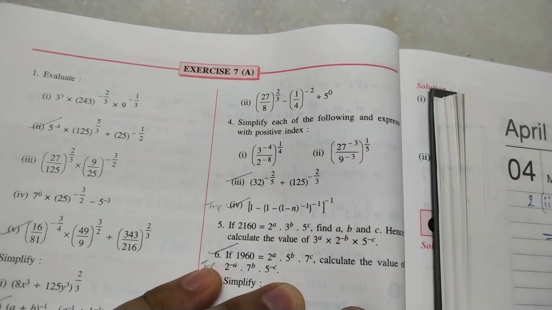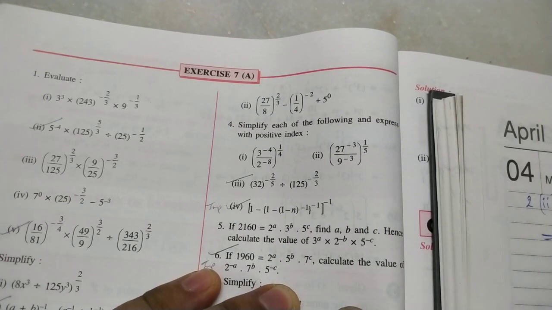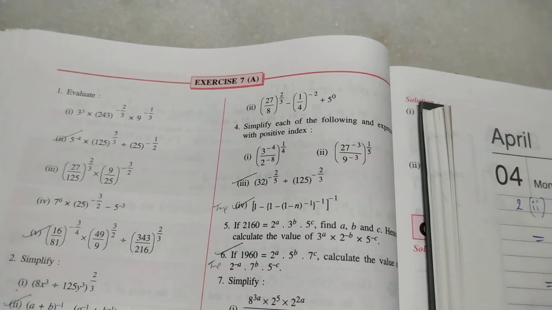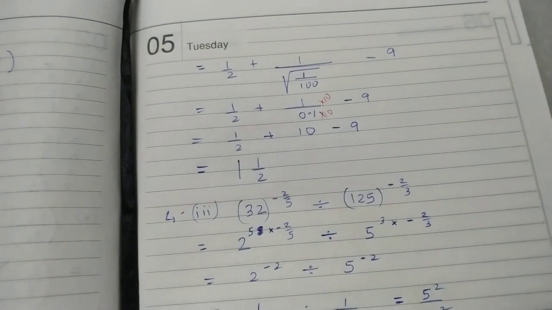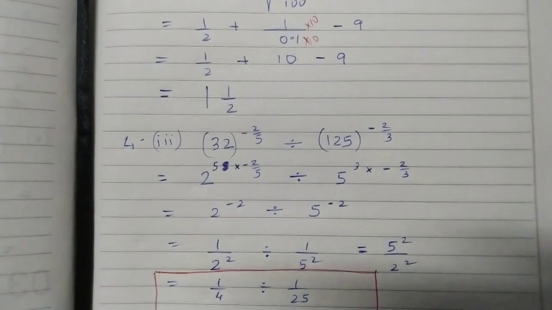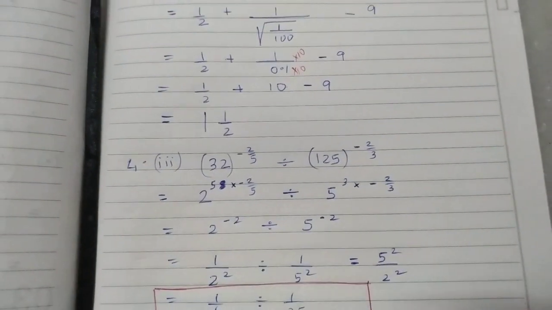Now simplify each of the following and express with the positive index. So here they don't want us to solve till the end and get the answer. We just have to get rid of the negative indices and the number should be as small as possible. So let's start. 32 is 2 raised to 5 and 125 is 5 cube.